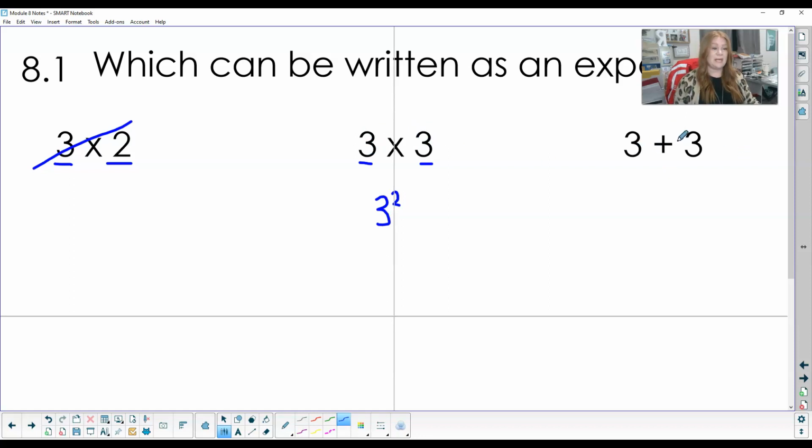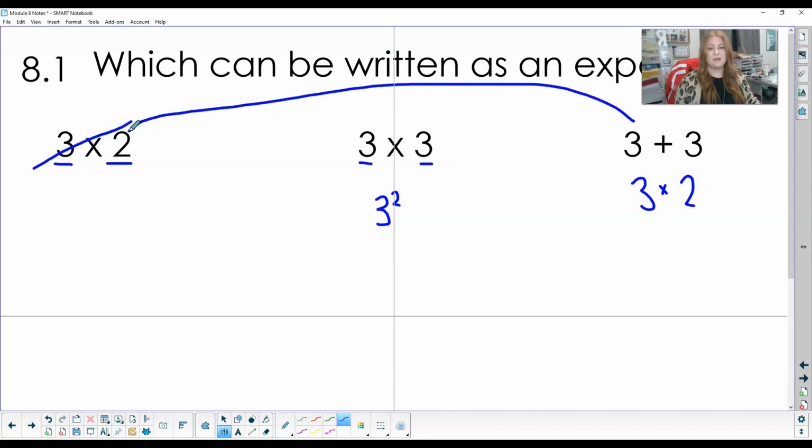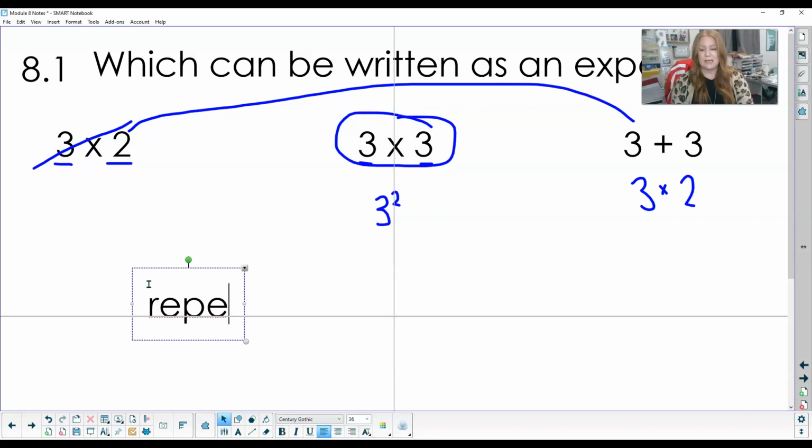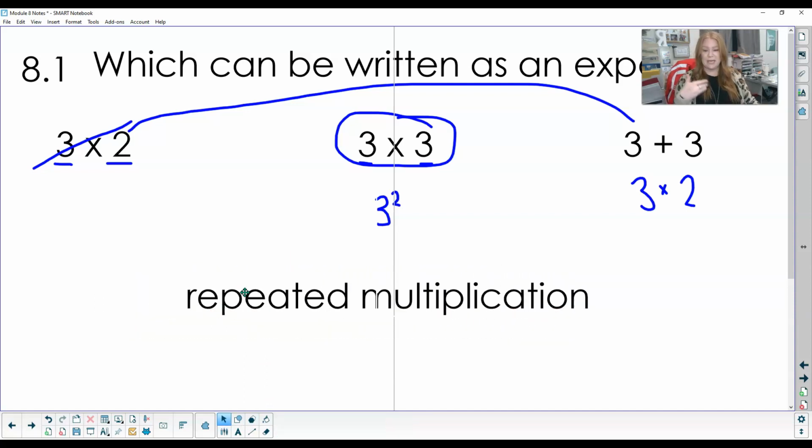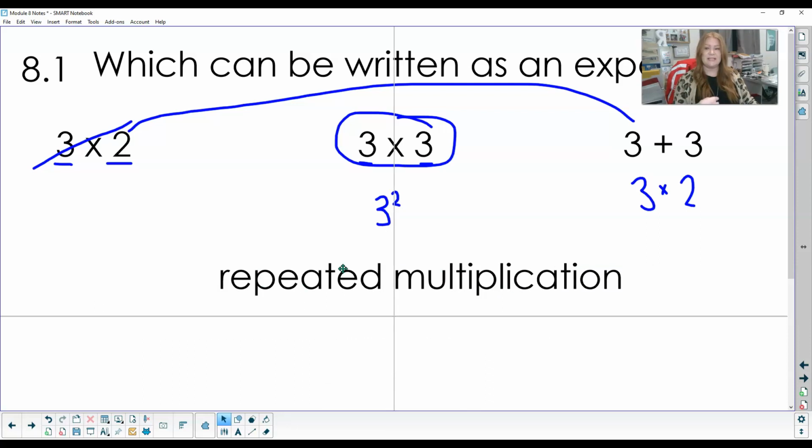This one is repeated addition. This would be 3 times 2. So these two are the same, but they're not exponents. Exponents have to be the same number multiplied over and over again. Exponents are repeated multiplication. Repeated multiplication. So write that down so you can remember that.